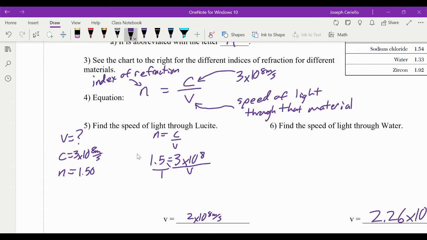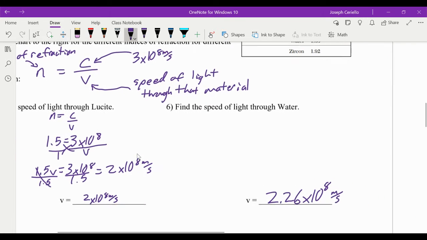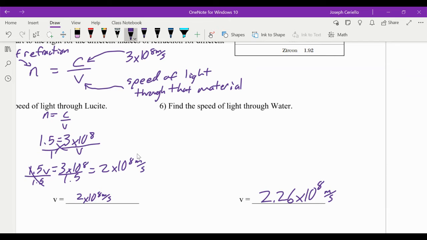Multiply both sides by v, so cross multiply, and we get 1.5v equals 3 times 10 to the 8th. Divide both sides by 1.5, and you should get 2 times 10 to the 8th meters per second as your velocity. So it's still really fast, but it's considerably slower. Instead of being 300 million meters per second, it's 200 million meters per second.